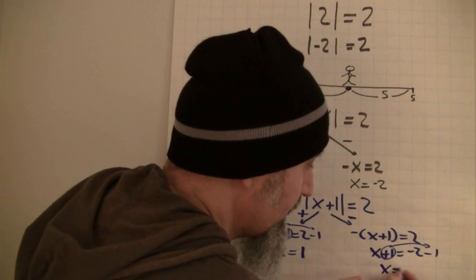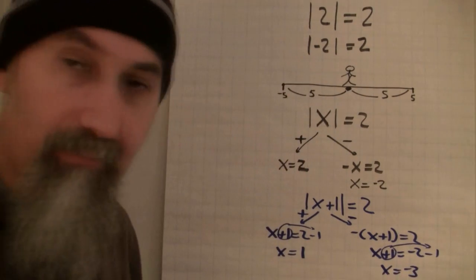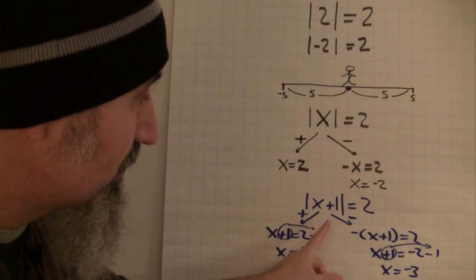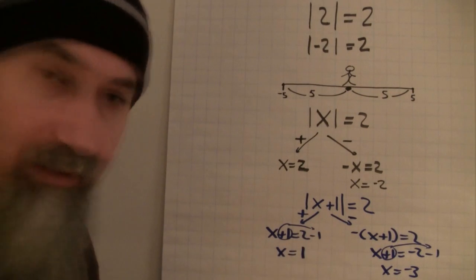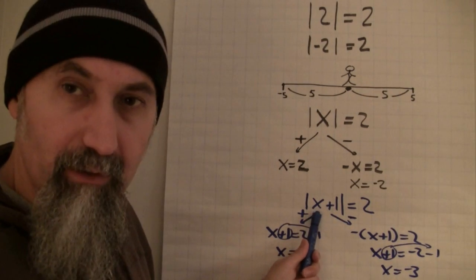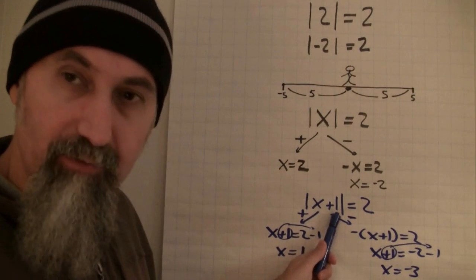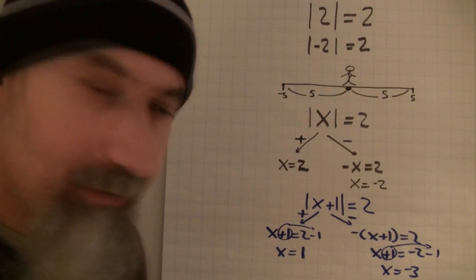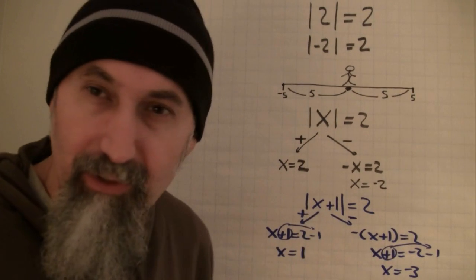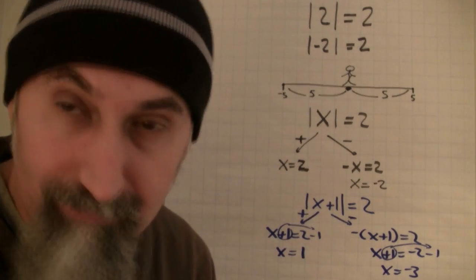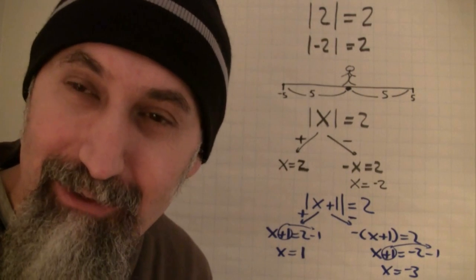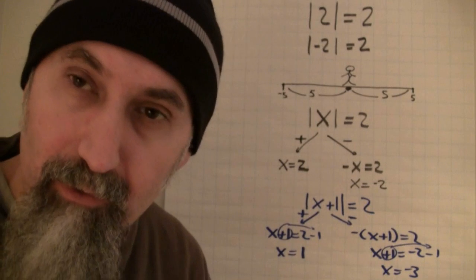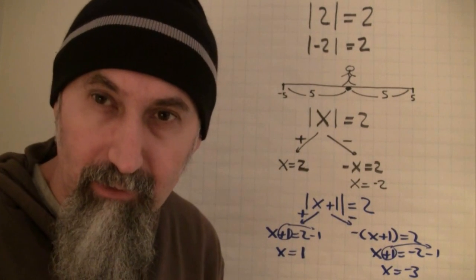So x can equal negative 3. And x is equal to negative 3 is our second answer to this equation. And it makes sense, right? If we plug in negative 3 here, negative 3 plus 1 is negative 2, and the absolute value of negative 2 is 2, right? So absolute value equations could possibly have more than one answer, or no answers at all, right?